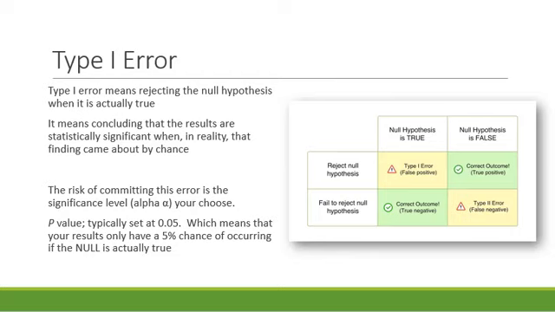Type 1 error means rejecting the null hypothesis when it is actually true. It means concluding that the results are statistically significant when in reality that finding came about by chance. The risk of committing this error is the significance level you chose. P-value, again typically set at 0.05, which means that your results only have a 5% chance of occurring if the null is actually true.